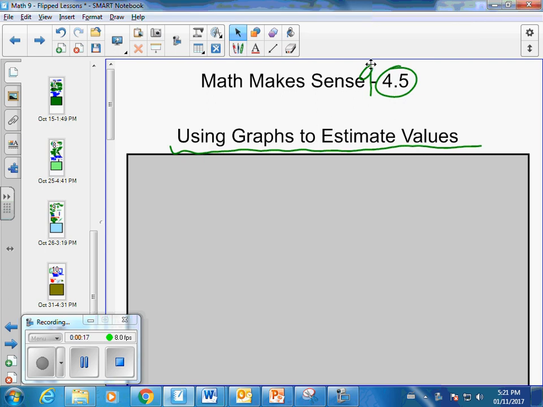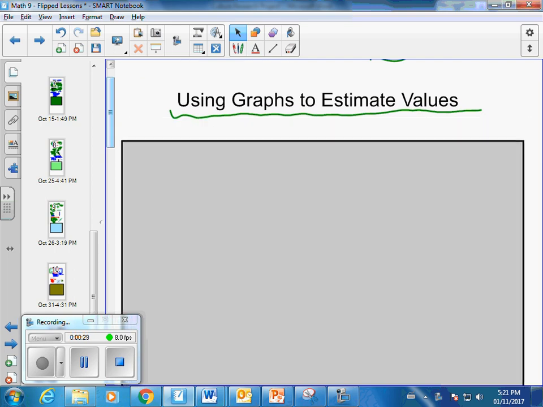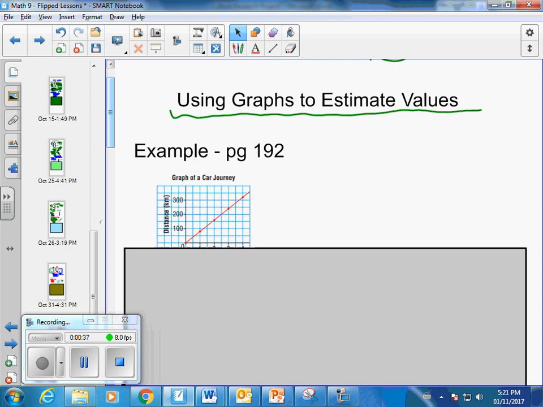Probably I know I said last time I thought that the last section was the simplest one in the unit, but this one probably is. Yet this one also is going to help us better understand, hopefully, the relationship between x's and y's and why we use linear relations as a skill in the real world. So we're going to start off by looking at the example on page 192.